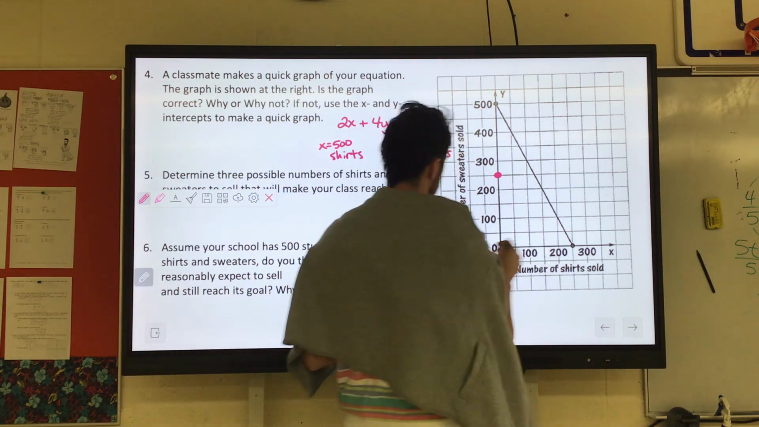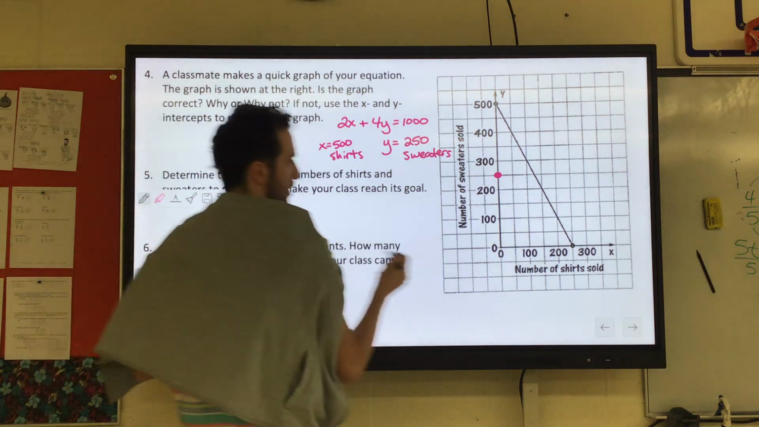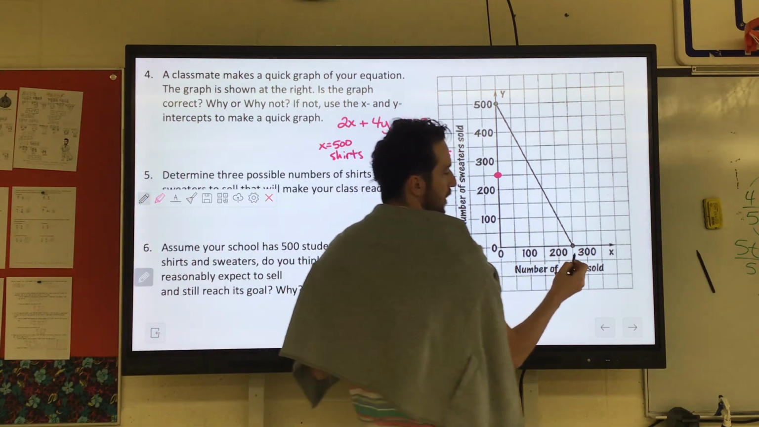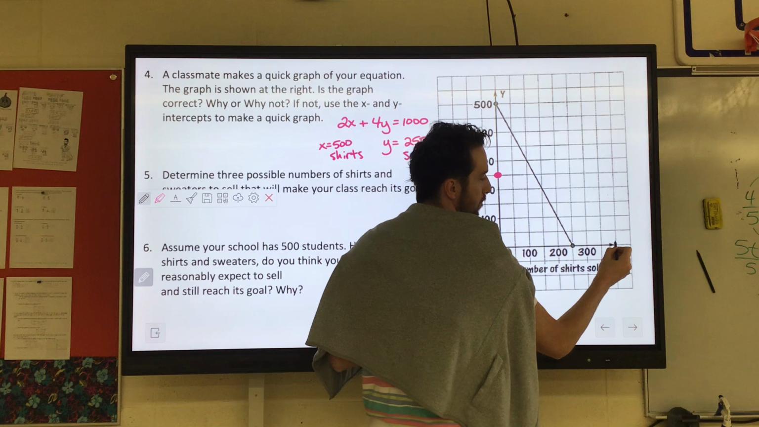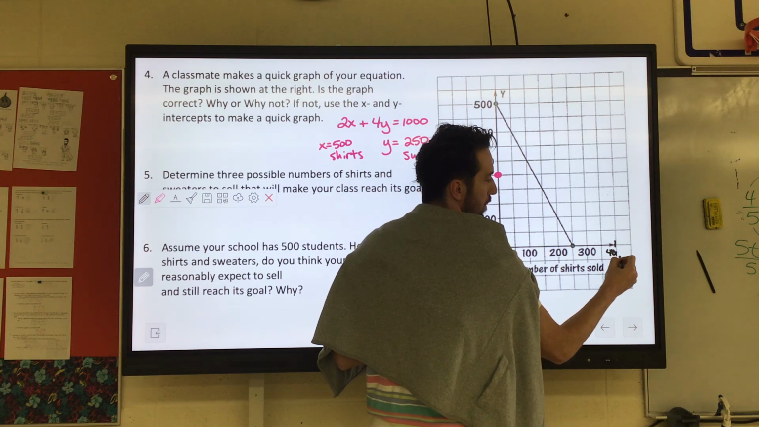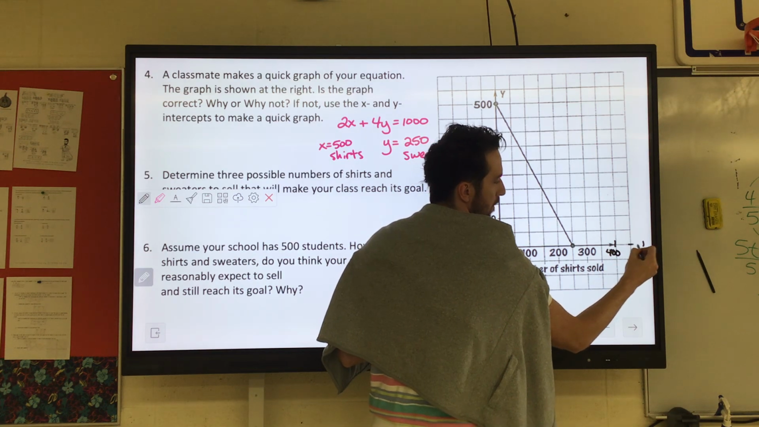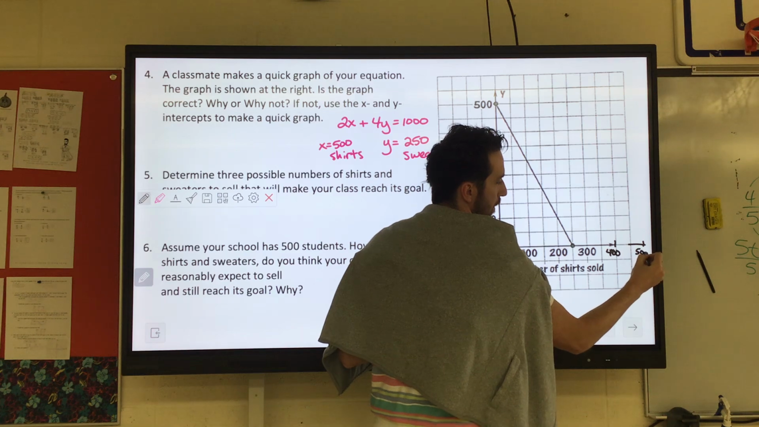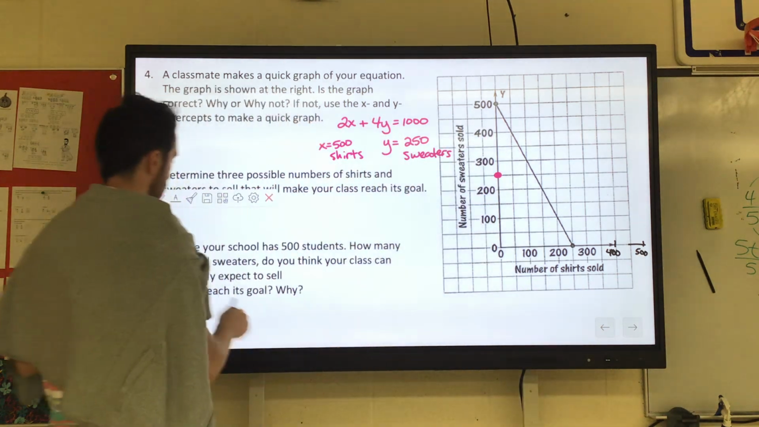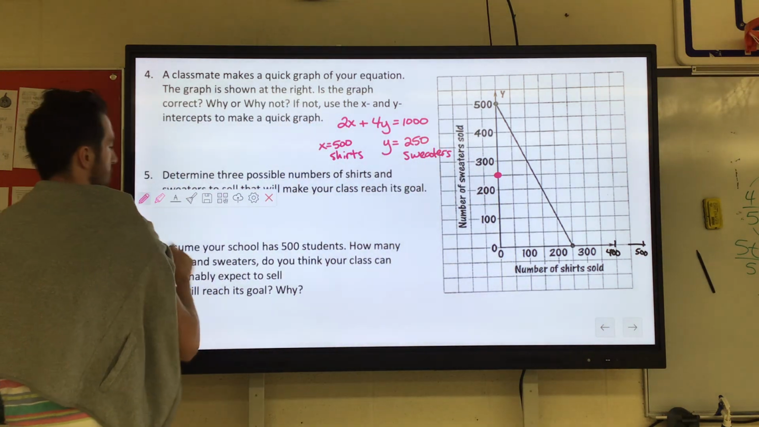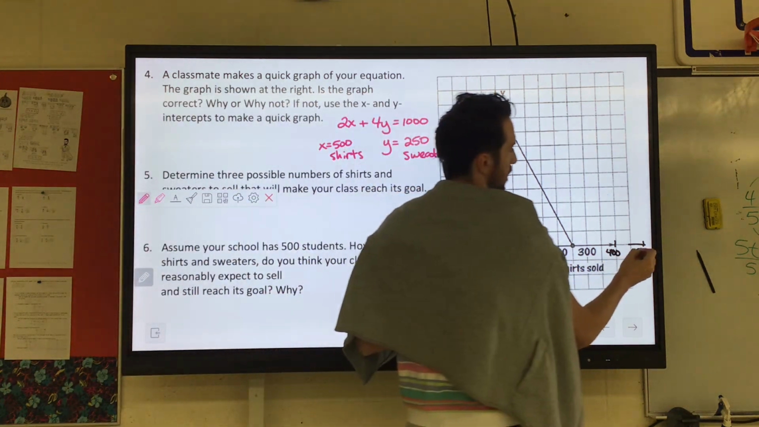So we're going to have to keep this chart going here. Let's see, it's like 50 per line. So here would be 300, 350, 400, 450, and we're going to extend it a little bit and make it 500 over there. So it should be crossing over there at 500.